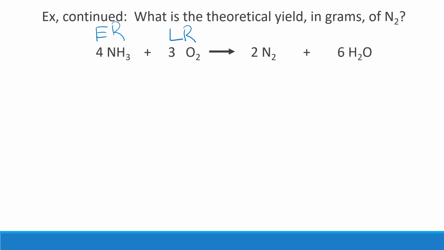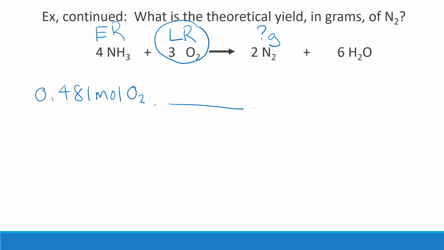What I can do is answer this question: what's the theoretical yield in grams of nitrogen? I'm going to start always with the limiting reactant and then use that to figure out how many grams of nitrogen I'll get. Remember, on the last slide, I already figured out how many moles of O2 I have, so I'm going to start with that, 0.481 moles of O2. The relationship between O2 and nitrogen is that I get 2 moles of nitrogen for every 3 moles of O2.